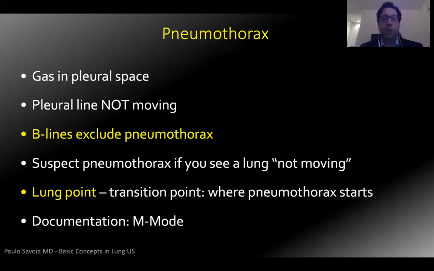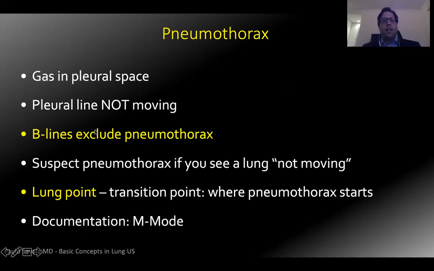Okay. What about pneumothorax? So pneumothorax is when you have gas in pleural space. So if you have gas in your pleural space, you will not see the pleural line moving, because the gas in the pleural space will not allow you to see the pleural line moving. Okay, so if you see a stopped lung, a lung that apparently is not moving, think of pneumothorax. Okay, the lung will be moving. It's not that the lung is not moving. The lung is moving, but you are not able to see the lung moving because of the gas in pleural space.